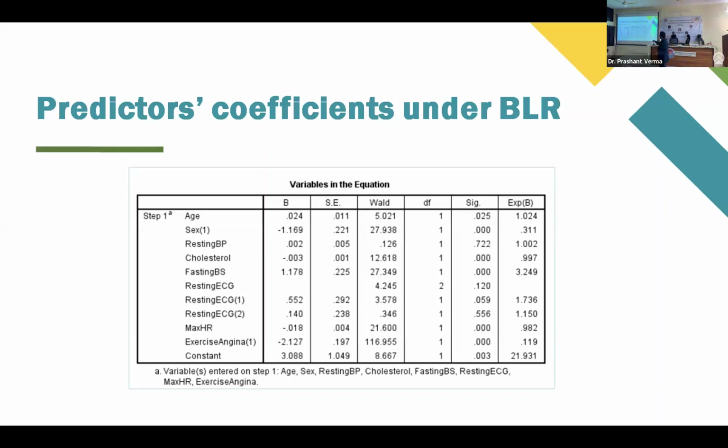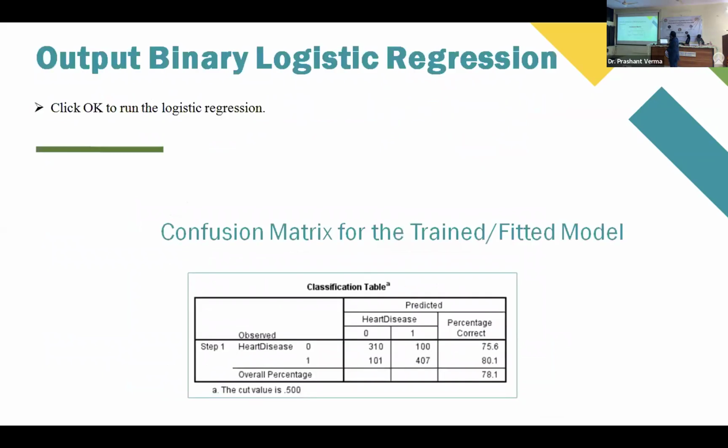So in general, we provide this table, but we do not see if the logistic regression is performing well enough to build this model and do future prediction. We don't know. For that, one table is necessary that we are going to see. It is called the confusion matrix for the trained or fitted model. We fit a model. Fitting is nothing but training a model. In machine learning, we call it training a model. So this is the confusion matrix for the particular case.